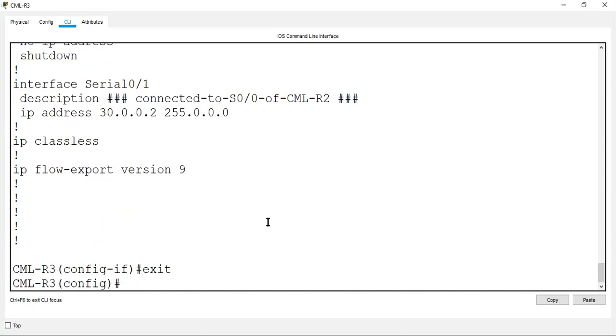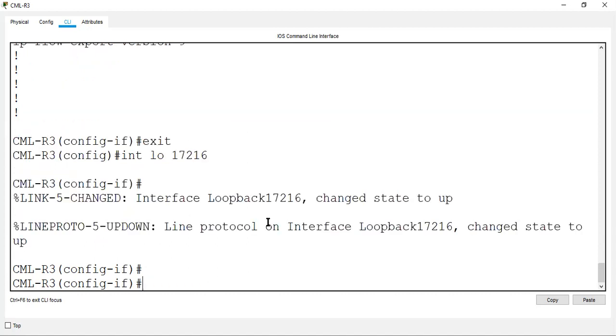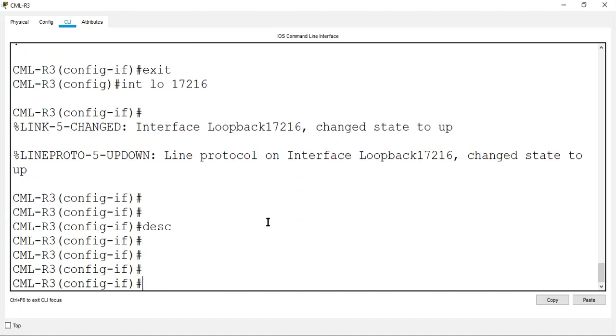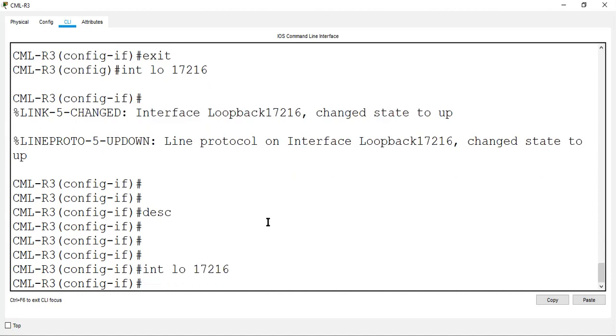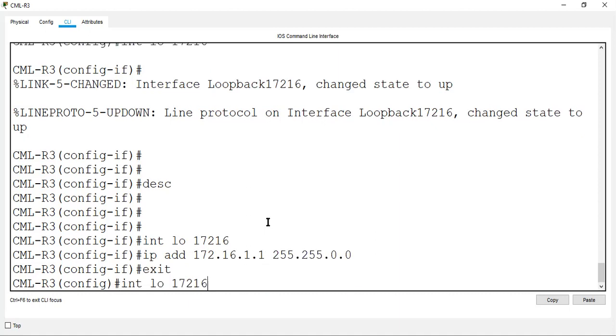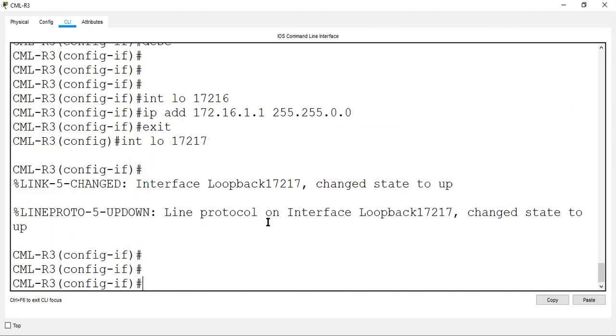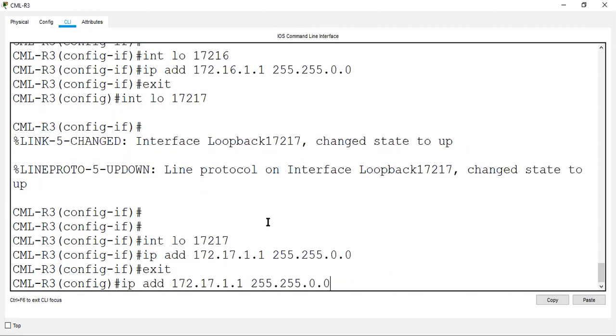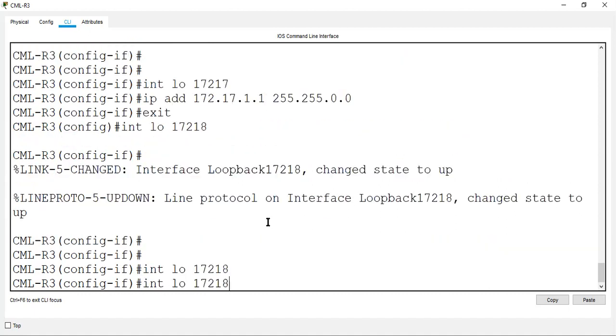Now we'll configure interface loopback 172.16. Description, you can put anything, or it doesn't require if not really meaningful. Interface loopback 172.16, IP address 172.16.1.1 because it's class B. Exit. The next one, the IP address is 172.17. Then 172.18, the IP address is 172.18.